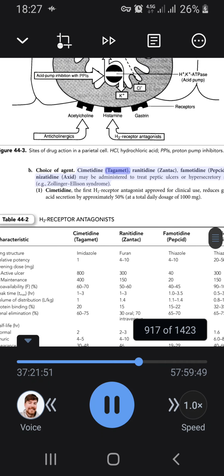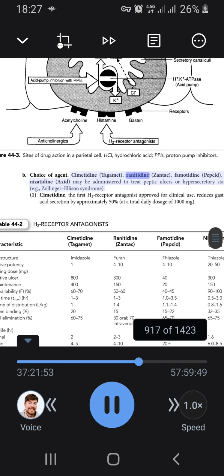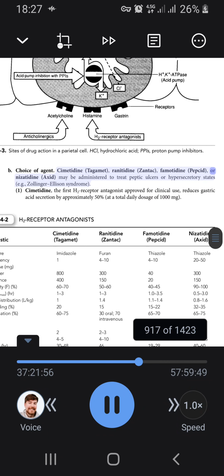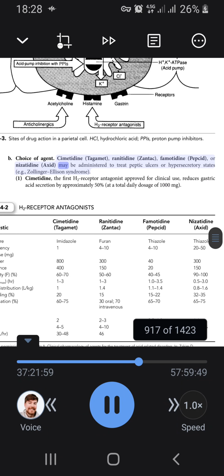Cimetidine (Tagamet), ranitidine (Zantac), famotidine (Pepcid), or nizatidine (Axid) may be administered to treat peptic ulcers or hypersecretory states, for example, Zollinger-Ellison syndrome.